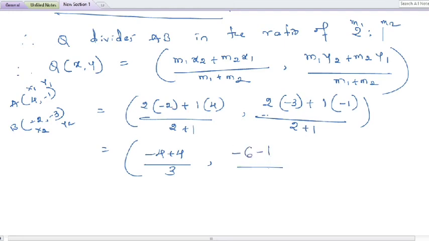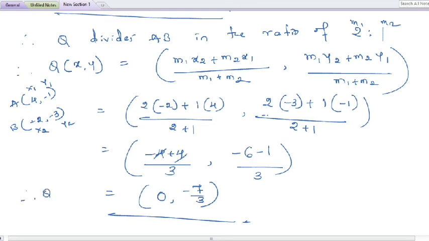minus 1 divided by 3, which is equal to minus 4 plus 4 get cancelled, 0. So, you will get 0 comma minus 7 by 3. These are the coordinates of what? Therefore, Q of x2 comma y2, which is the required solution.